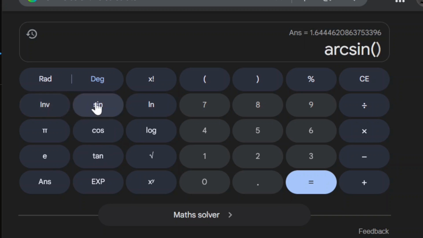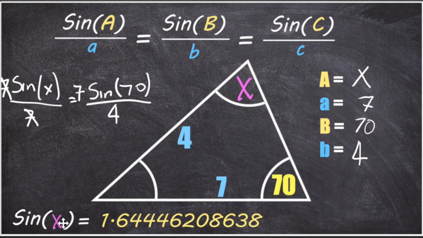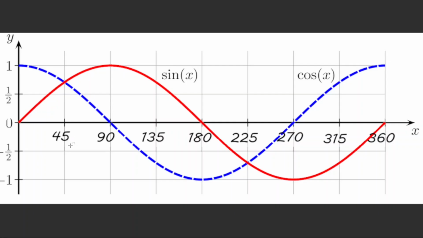So inverse sine, which is arc sine, put the answer in and hit equals, and we get an error. So even though we have a value for the sine of x, for some reason we can't use it to get the value of the angle x. And we can see why this is so by examining a graph that shows all of the possible values for the sine of x. This graph shows all the values of sine and cosine. The x-axis shows all possible angles, and the y-axis shows the values for the sine of those angles.